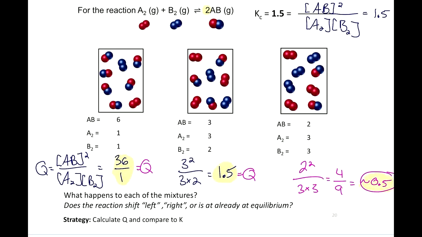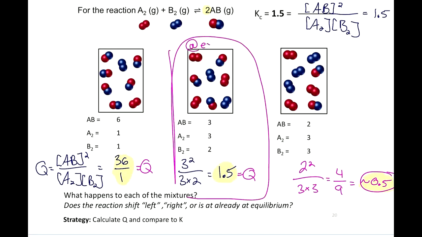Is one of these pictures already at equilibrium? Yes, which one? The middle one. So will the middle one change at all? No, that middle one, it's going to maintain that 3 to 3 to 2 ratio all the time, all right? So this middle one is already at equilibrium already, and the reason is because Q equals K. Okay, I told you that for this reaction, K is 1.5, so I had to tell you that, all right?